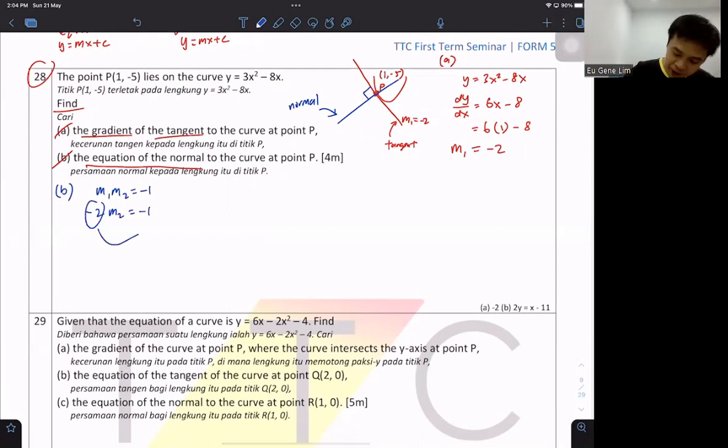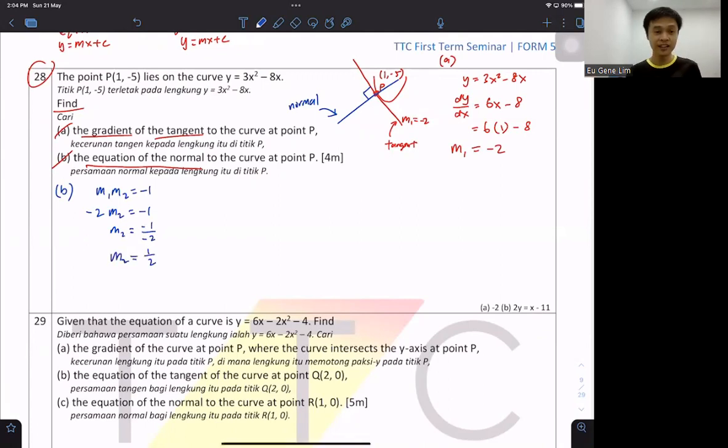This is times, bring over divide. Negative 1 over negative 2, which is 1 over 2. So M2 is positive 1 over 2. The normal gradient, the gradient of normal. So now you have gradient. Now you can find equation. Y equal mx plus c. Do you know how to find equation?